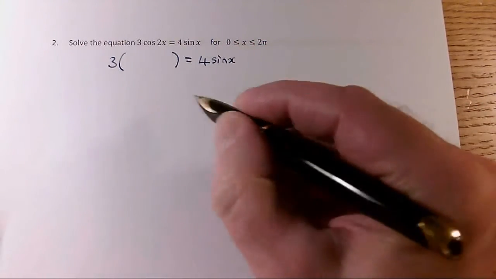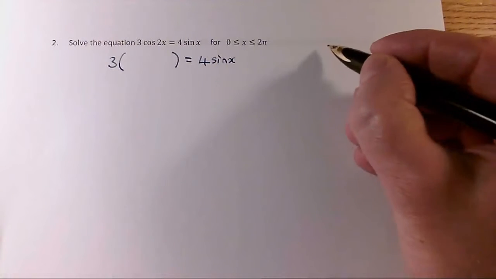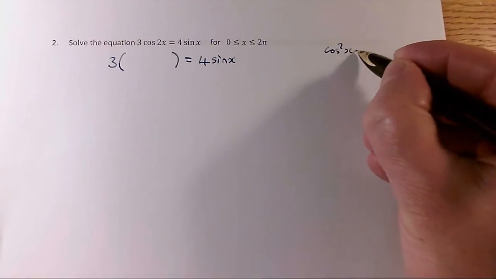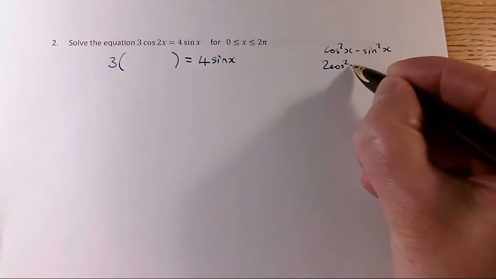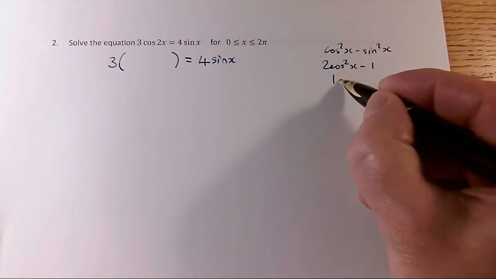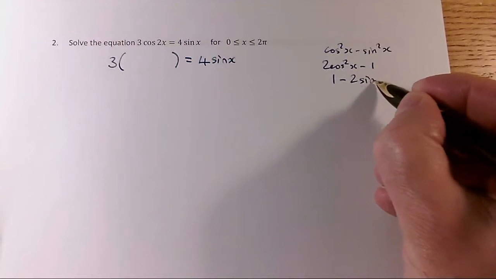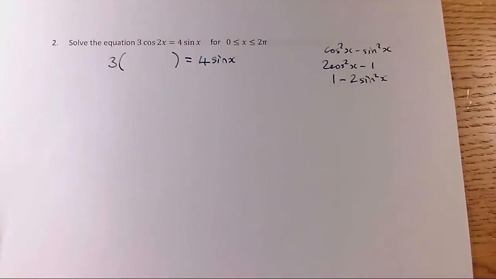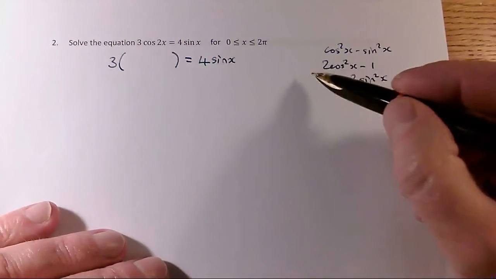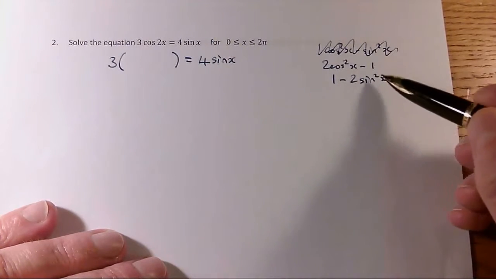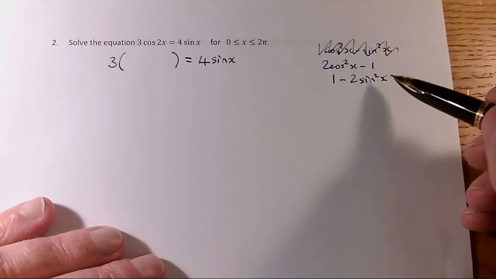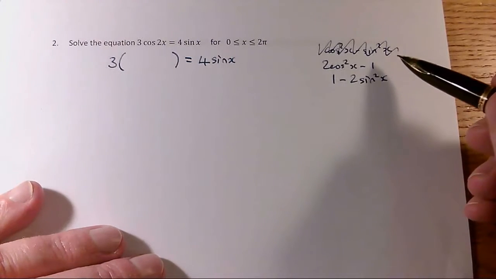But now I've got a choice of 3 different things. For cos of 2x, I could have cos squared x minus sine squared x, or I could have 2 cos squared x minus 1, or I could have 1 minus 2 sine squared x. And you have to know all 3 of these. In fact, that first one, although very occasionally you do use it, most of the time it's one of these 2. Okay, which one of these 2 is it likely to be? Or is it the first one?